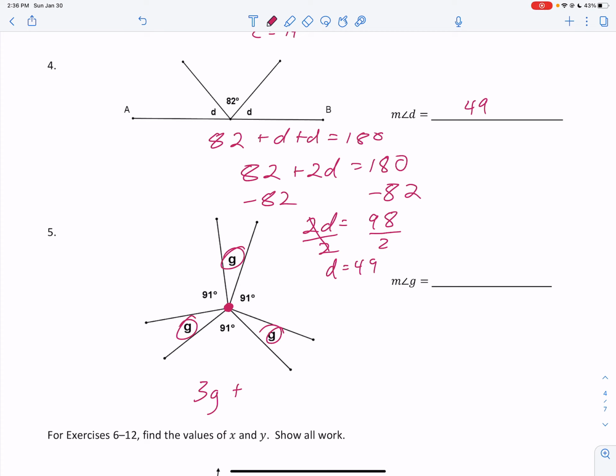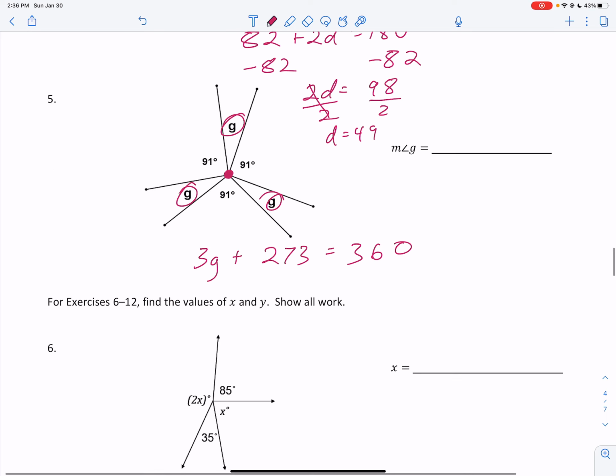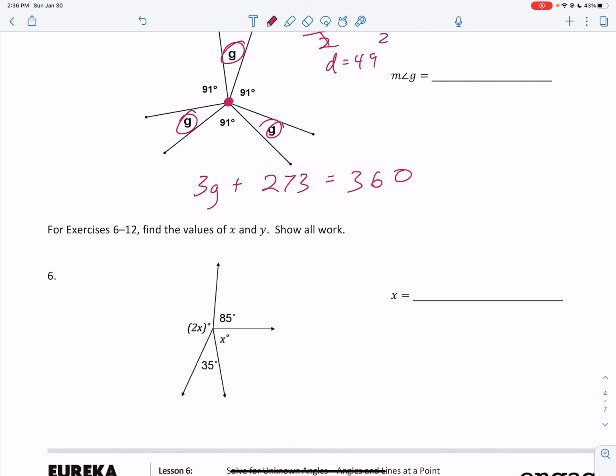Or you can just do the arithmetic and figure it out yourself. 91 plus 91 plus 91 should be equal to 273. Or you can say 91 times 3 is equal to 273. It doesn't really matter. But regardless, all of those angles added together should be equal to 360 degrees. So we'll just do the algebra. We'll subtract 273 from both sides. And then we'll divide both sides by 3 to get it off of the G, and we'll get exactly what G is. And I'll let you guys work that out so you can get some practice.